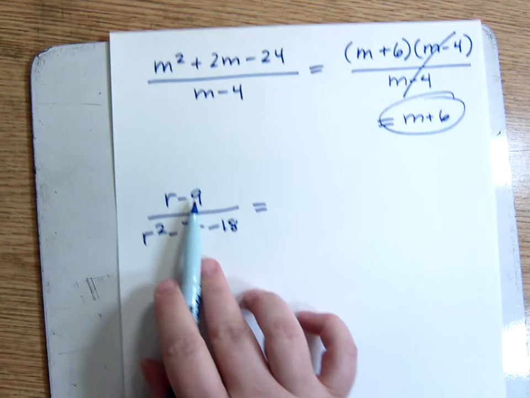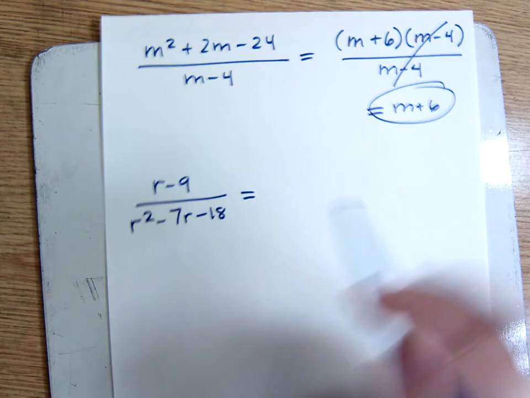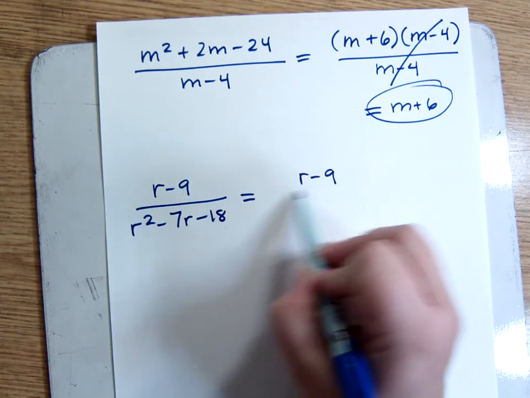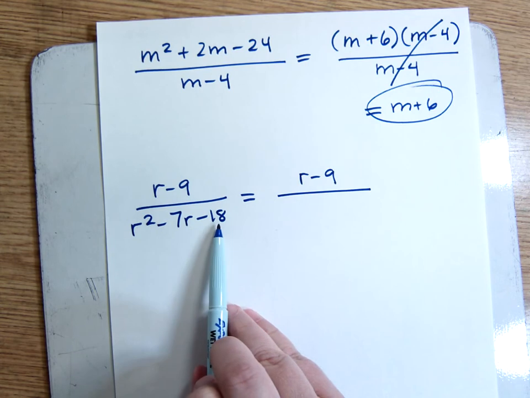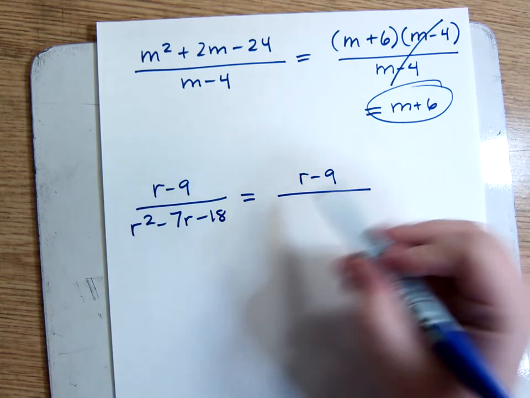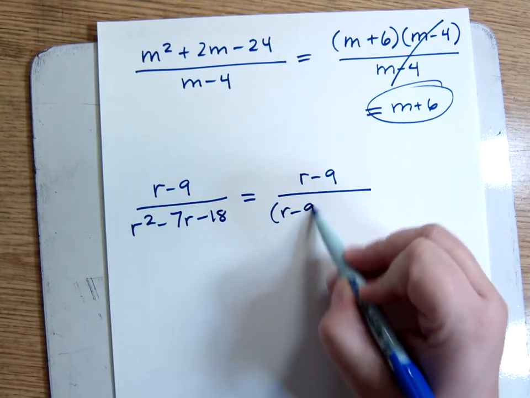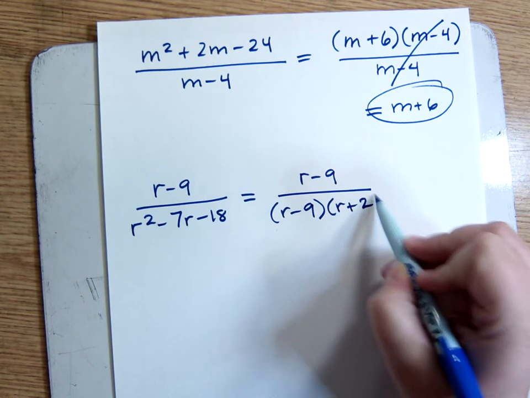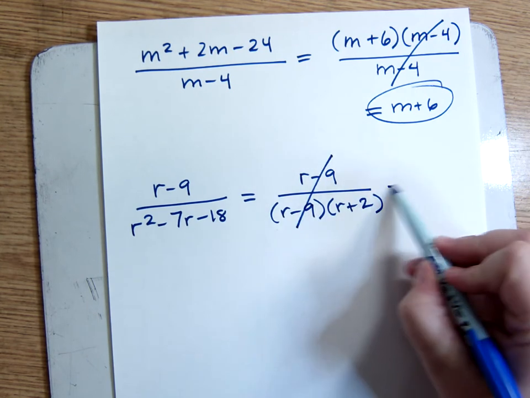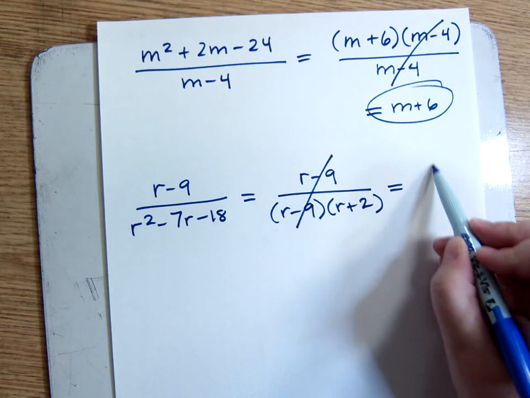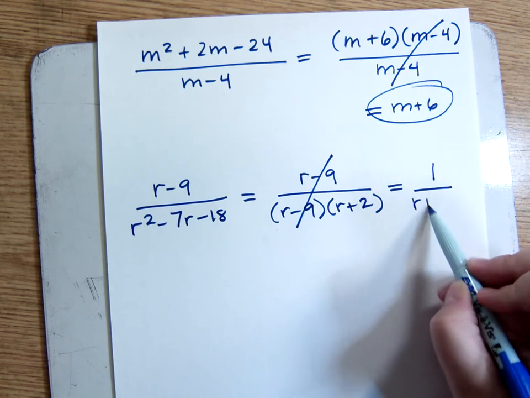R minus 9 can't. But let's see if this can. Always start by trying to factor. Two numbers that multiply to give me negative 18 and add to give me negative 7: r minus 9 and r plus 2. Okay, cancels. What's left when everything has canceled? What's left? A 1. 1 over r plus 2.